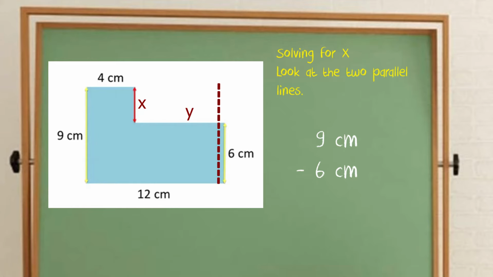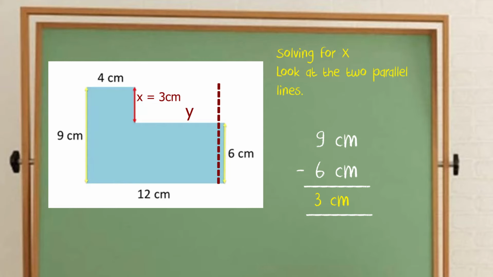So when we add x and 6 centimeter, we should get 9 centimeter. But because we don't know the value for x, we have to minus. So we minus 6 centimeter from 9 centimeter, and that would give us the value for x. And the value for x, therefore, would be 3 centimeter. And that's because of the vertical parallel lines.